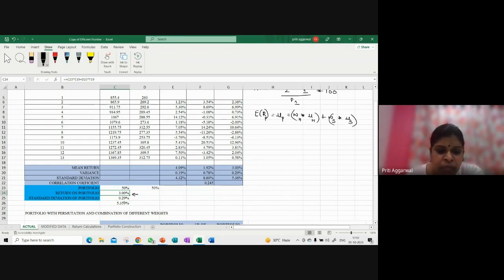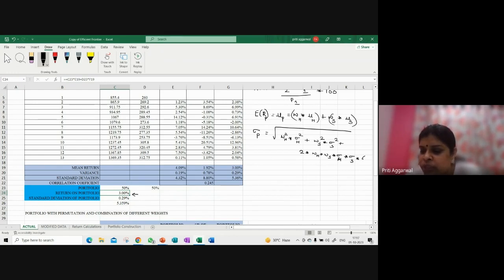Now, if I have to calculate the standard deviation of the portfolio, as I had given you the formula, what we do is WH squared into the standard deviation of H squared, or you can say the variance of H, plus WS squared into the standard deviation of S squared, plus 2 into WH into WS into the standard deviation of H into the standard deviation of S into the correlation coefficient of H and S. So that is what I have done.